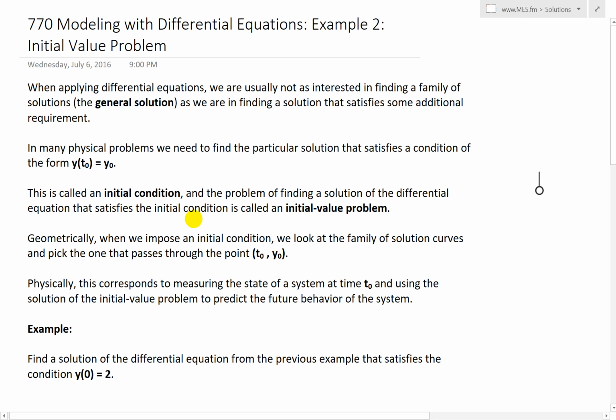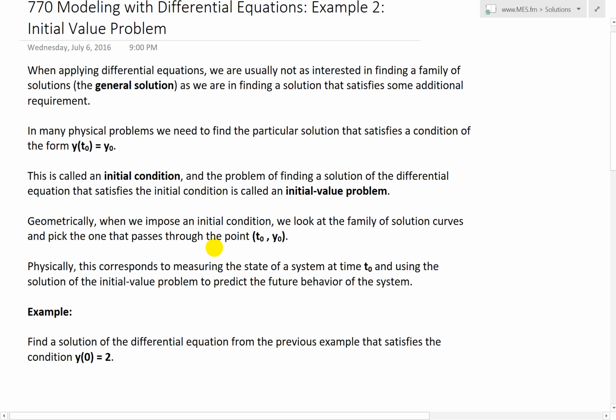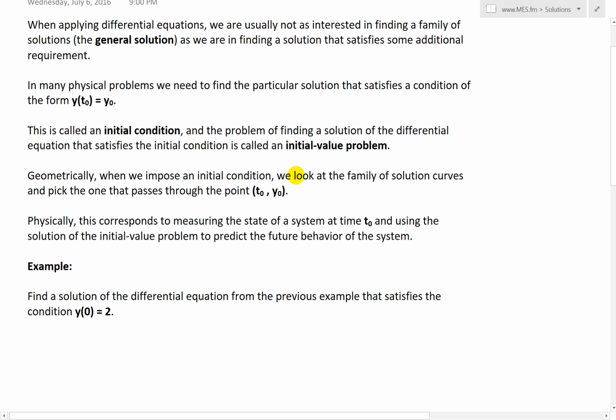Basically, when applying differential equations, we are usually not interested in finding a family of solutions, otherwise called the general solution. These are the ones I went over in my last video and other videos, especially example 1, which covered a general solution. The reason is that we are more interested in finding a solution that satisfies some additional requirement instead.